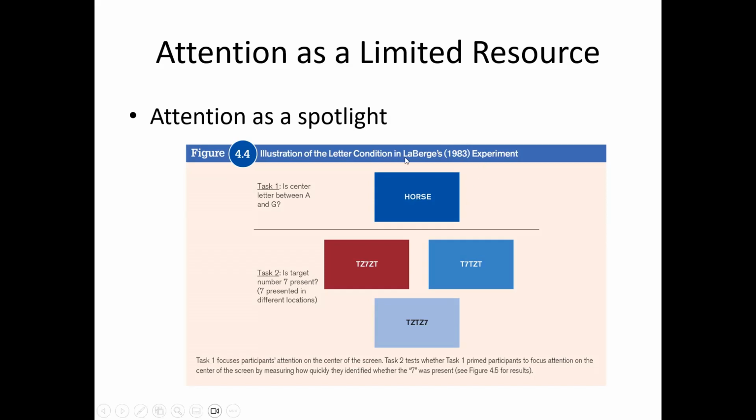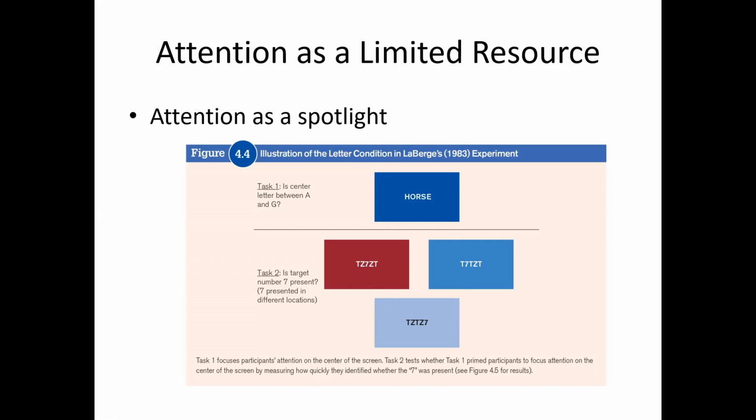So this is LaBerge's experiment from 1983. And in the first task, they asked them if the center letter is between A and G, right? So they're looking in the center here. They see that it's R. It's not in that range, but that's not really what they wanted them to do. They wanted them to have their attention on the center here. And even though there are 3 screens showing here, these were all separate screens shown to the participants.